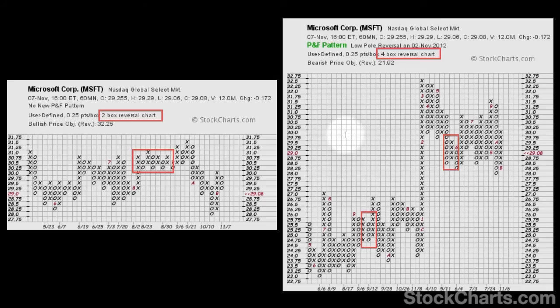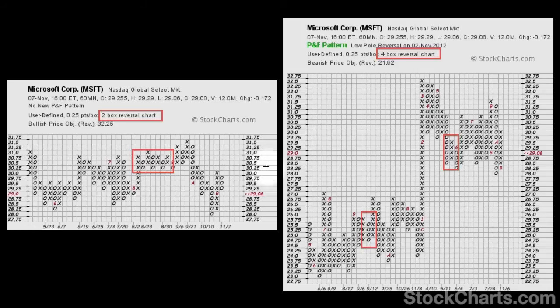So chartists can change the reversal amount to get a customized chart and to increase the volatility or the times it moves and changes, or to reduce the volatility and look at a longer term picture. So this is a 2-box reversal chart for Microsoft, and you can see there 2 boxes and it reverses down, 2 boxes it reverses up. So that's the minimum required for a reversal. And this chart extends back around 5 months or so.